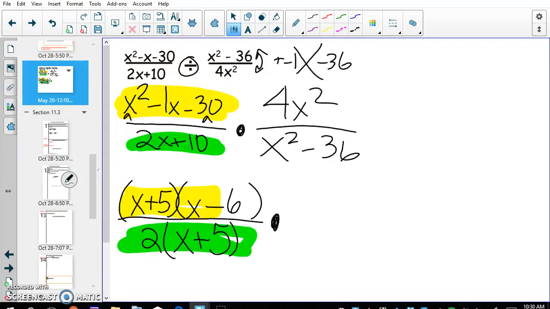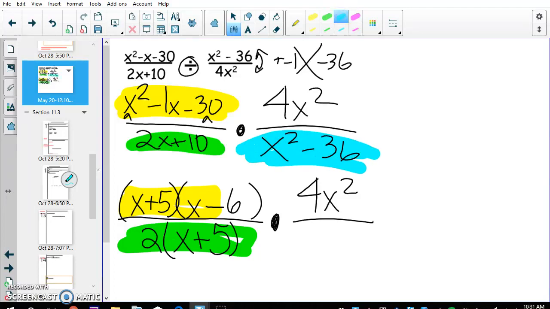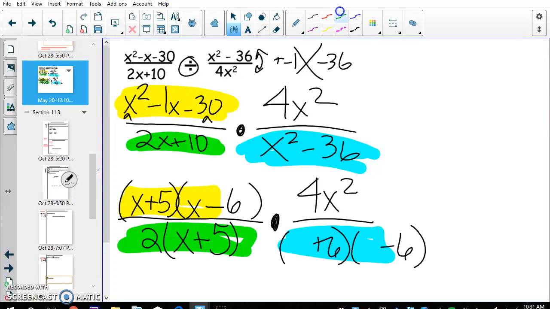Now some of you could do a couple of these steps at a time, but if you're watching this video, you probably just need to do one step at a time. All right, up here, the 4x squared, that doesn't change right now. And then I'm going to look at the bottom. I've got x squared minus 36. Hopefully you're starting to notice, oh, 36, that should set something off in your brain. And so you can factor that into plus 6 minus 6, so x and x. All right, now we've got it into a multiplication.